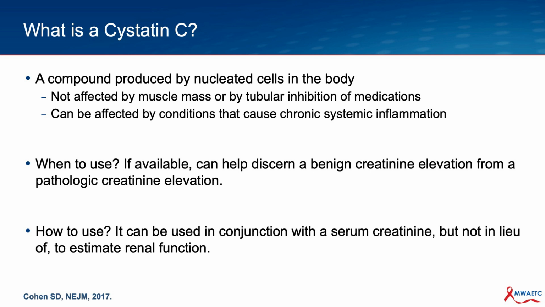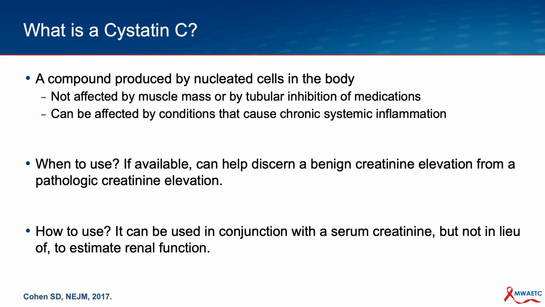Now, what about this concept of a cystatin C? I think that some of us have talked about this, and cystatin C is a lab that we can order, and it's technically a compound that is produced by nucleated cells in the body that is not affected by muscle mass or by tubular inhibition of medications, but can be affected by conditions that cause chronic systemic inflammation. When should you use a cystatin C? If you have access to it, here it's a send out for us. It takes a couple of days. It can help discern a benign creatinine elevation from a pathologic creatinine elevation. Again, because the cystatin C should not be affected by tubular inhibition of medications.